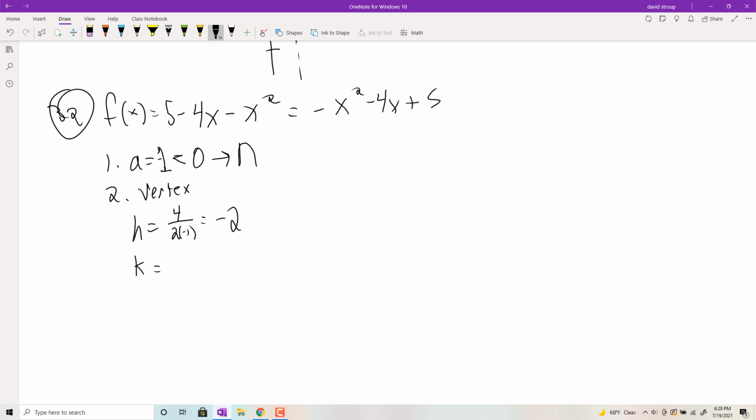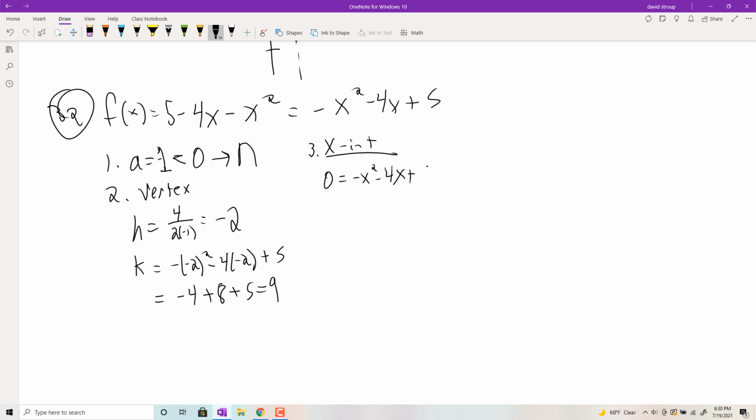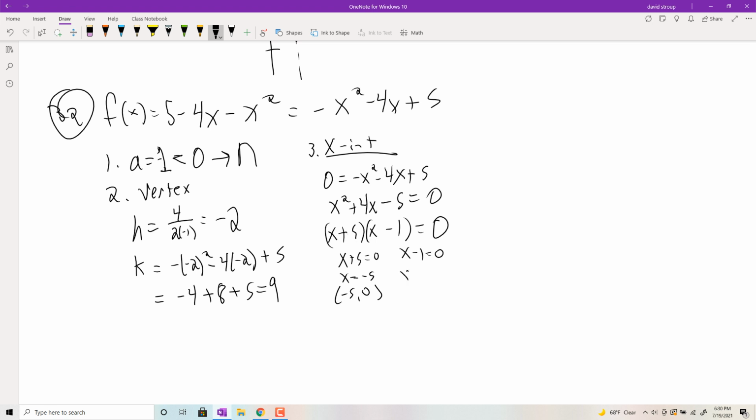And then you have to plug it back in. So negative 2 squared minus 4 times negative 2 plus 5. That'll be negative 4 plus 8 plus 5, which will be 9. So negative 2, 9 for the vertex. The x-intercept. For the x-intercept, you let y equal 0. And I get a negative leading coefficient, so add everything to the other side, or multiply both sides by negative 1 if you wish. Hopefully you can factor it, but like I said, sometimes you have to use the quadratic formula. Looks like this one I'll be able to factor. Plus 5, minus 1. So negative 5, 0, and then 1, 0.